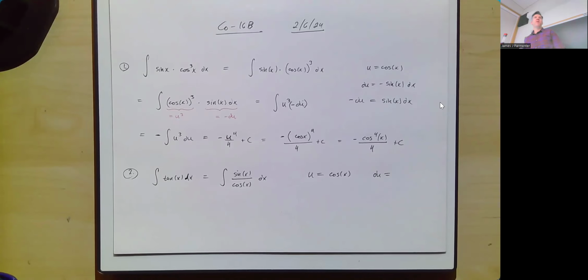Hopefully your answer has a logarithm in it somewhere. If you're not getting a natural log in your answer, then you should go back and look again.